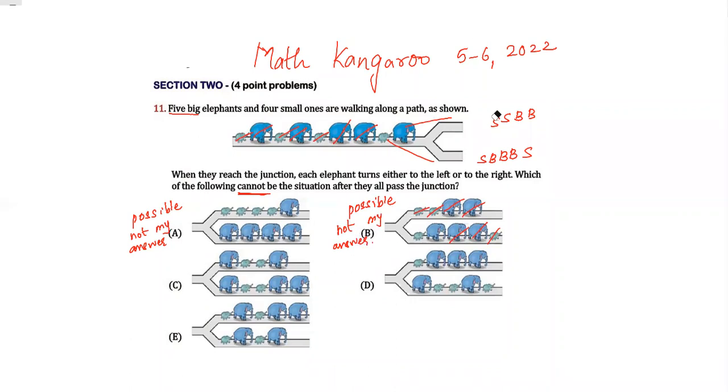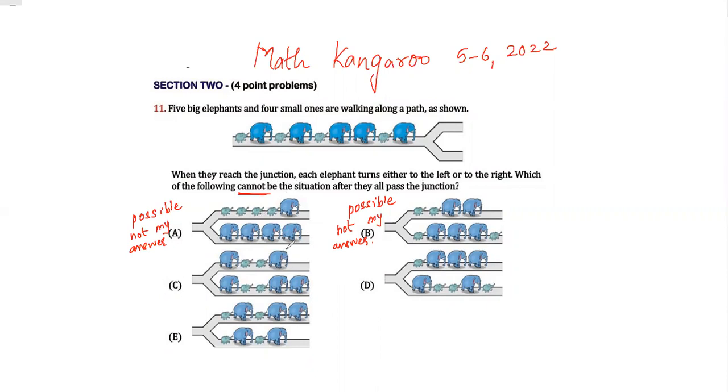Okay, so we have to just keep looking for options like this. Now let's check. What we are doing is called the method of elimination. We are just checking all possible answers. Whichever option does not fit is my answer, since the question asks which of the following cannot be the situation.